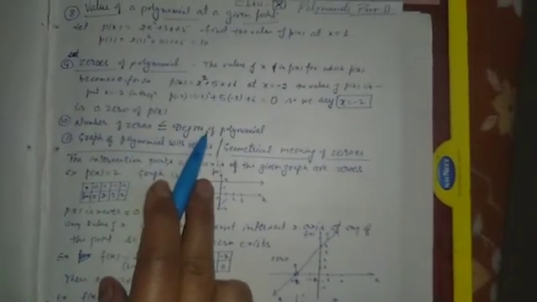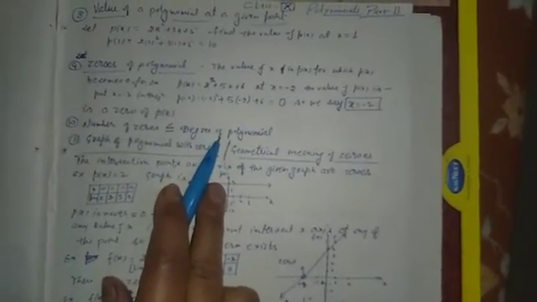Now the next thing is, number of zeros may be less than or equal to degree of the polynomial. This is important. The number of zeros may be equal or less than the degree of the polynomial. If degree is 4, so the zeros may be 4 or less than 4.